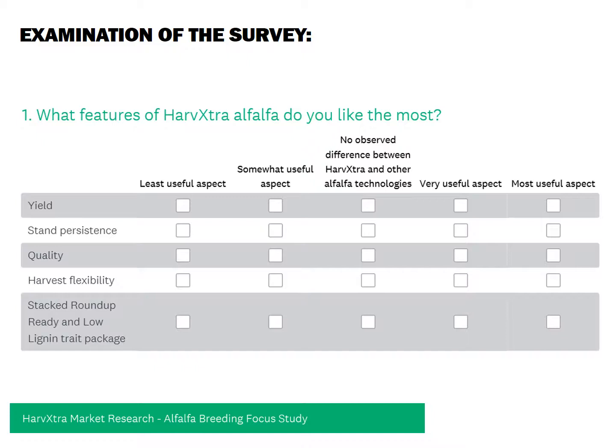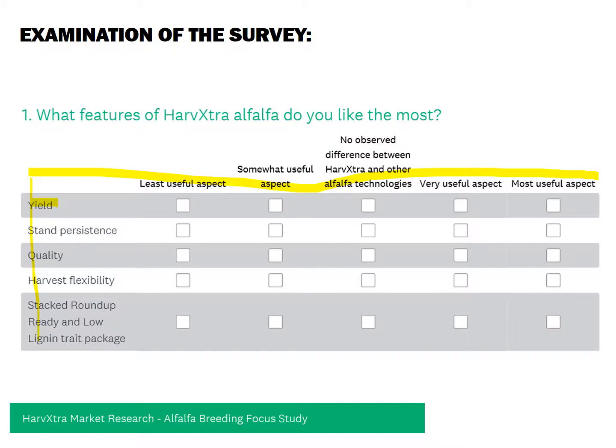Examination of the survey. So I'm going to go through each question here and talk about this a little bit. As I mentioned earlier, I have an X and a Y axis, so that growers can go through and rate yield. How useful of an aspect is that to them? Or is it not useful in this case?